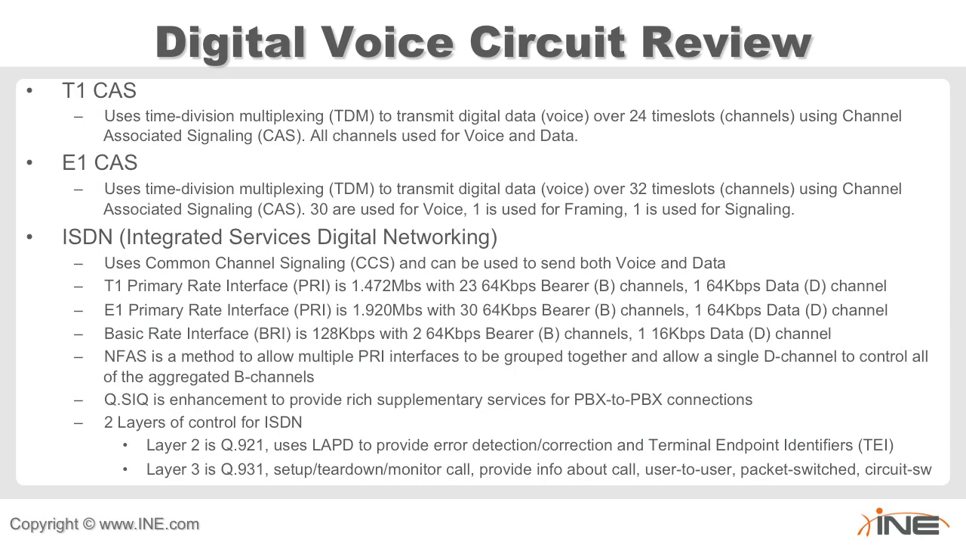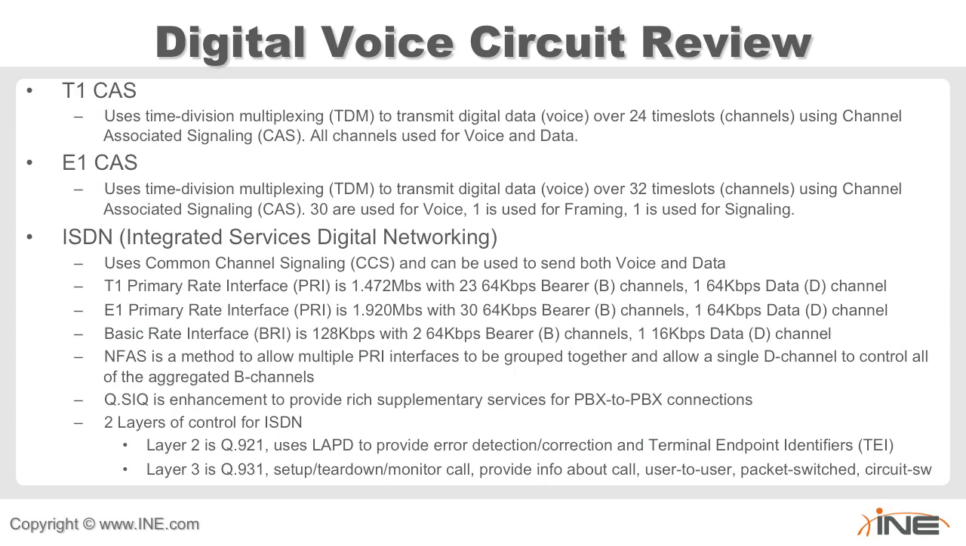And one of those channels is going to be a 64 kilobit per second data channel, or D channel. With an E1, we've got 1.920 megabits per second, with 30 of those, just like the E1 CAS, used for 64 kilobit bearer channels, and 1 used for a 64 kilobit data channel.